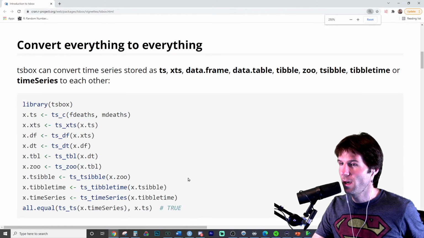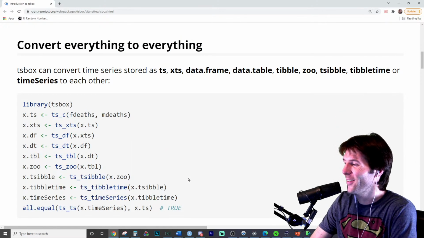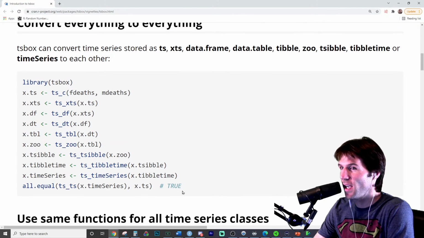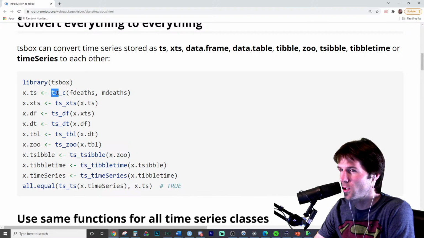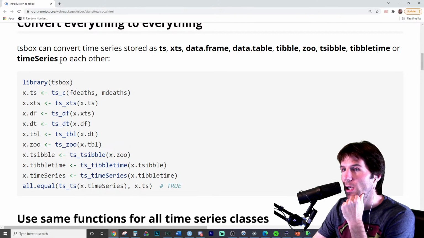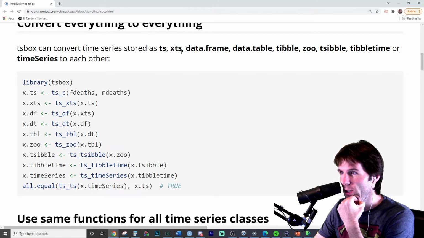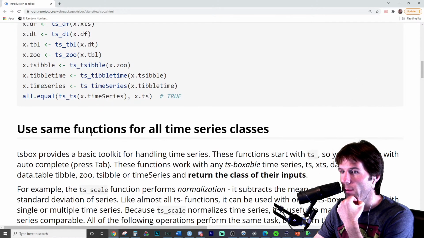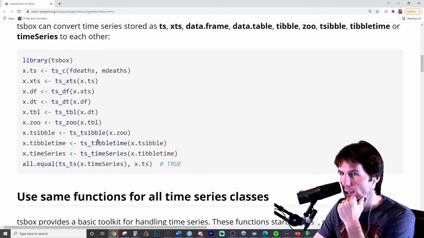So Kayla B, can you just take your... So this is the conversion function right here. So ts underscore c... wait, TSBox can convert time series stored as ts to each other. Okay. ts, tibble, time.